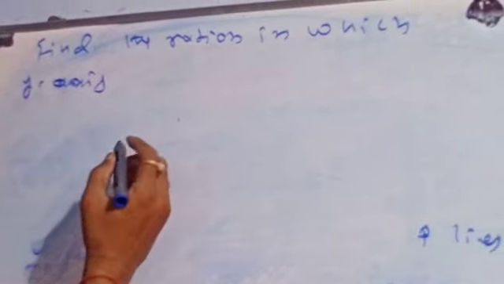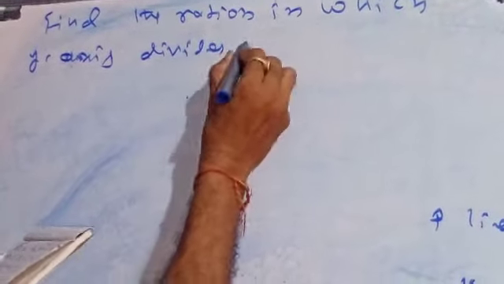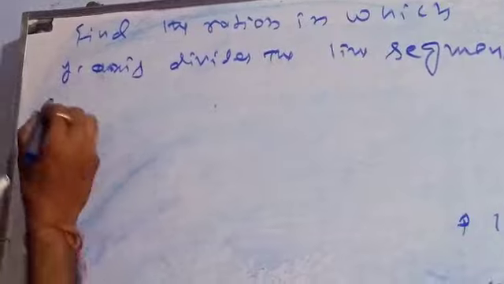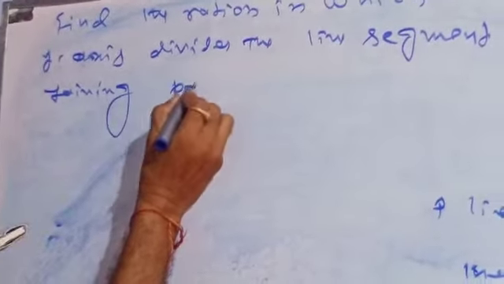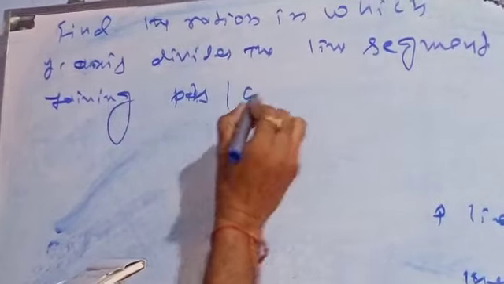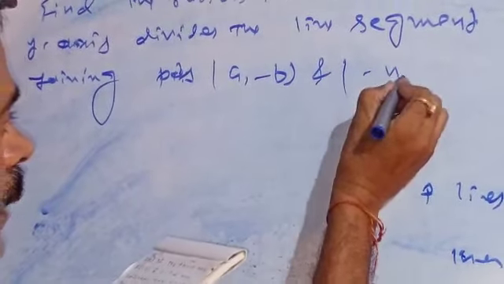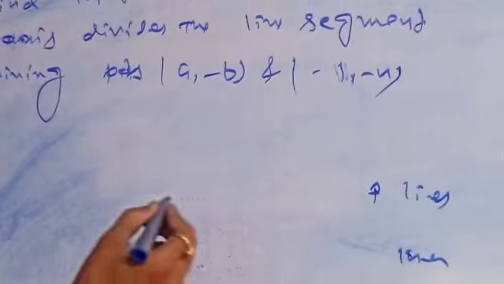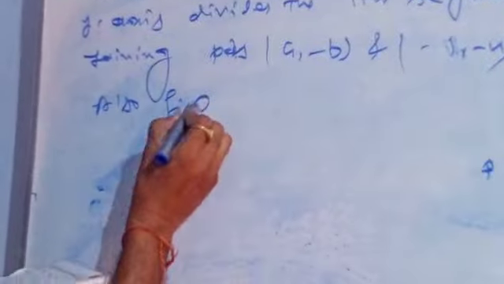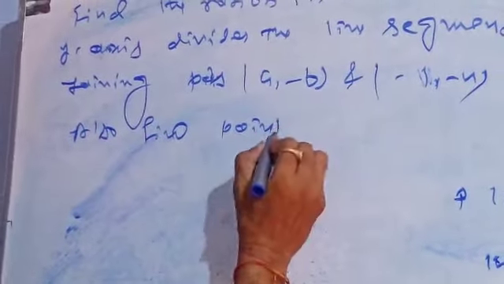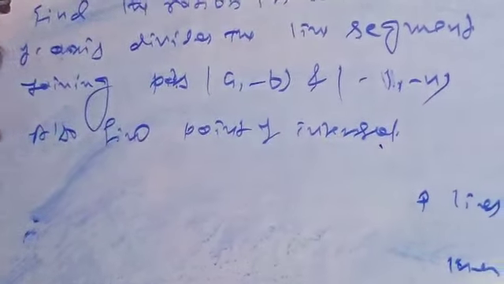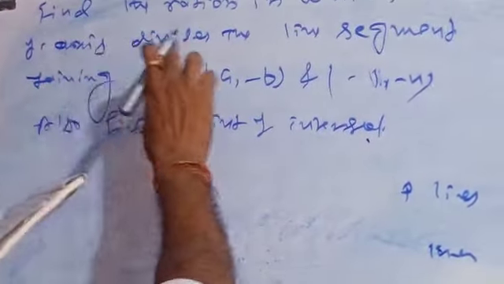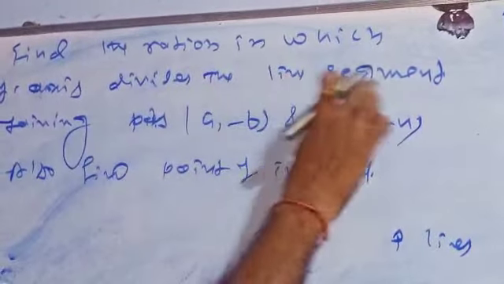Find the ratio in which the y-axis divides the line segment joining the points (5, -6) and (-1, -4). Also find the point of intersection. Look here at the question. We have to find the ratio in which the y-axis divides the line segment.